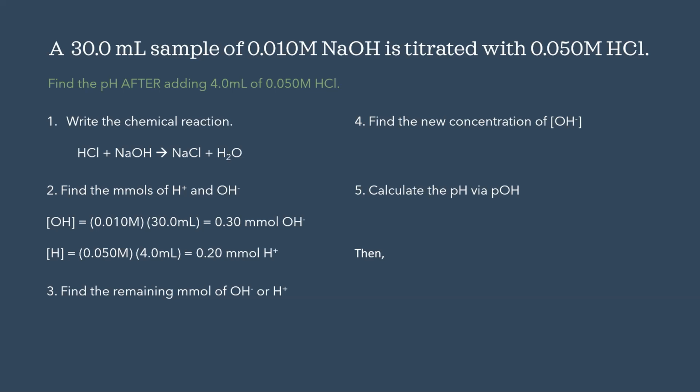So now the third step is finding the remaining millimoles of hydroxide or hydronium. In this case, we only have 0.2 millimoles of hydronium, or H+. So this would be our limiting reagent. This is what we will be subtracting from our excess, which in this case is the 0.3 millimoles of hydroxide, or OH minus. So this would give us 0.3 minus 0.2, which leaves us with 0.1 millimoles of hydroxide left.